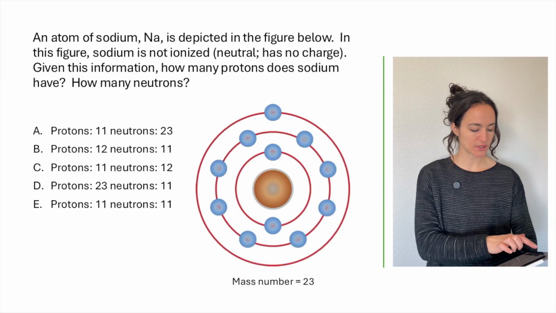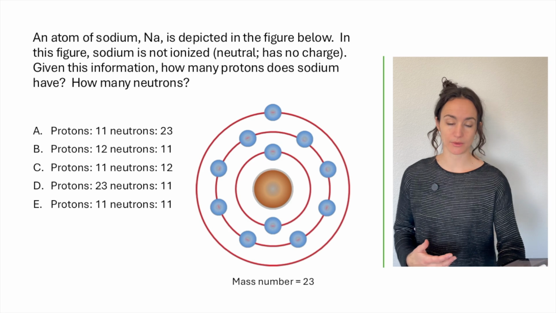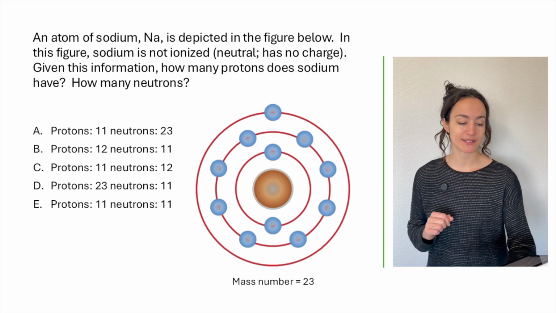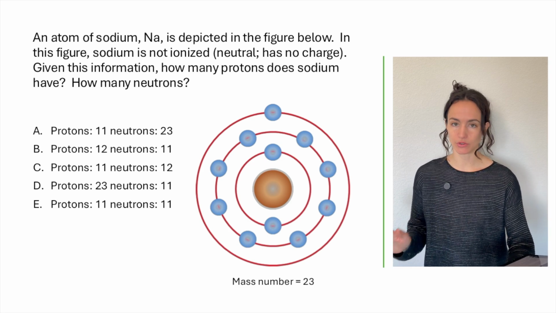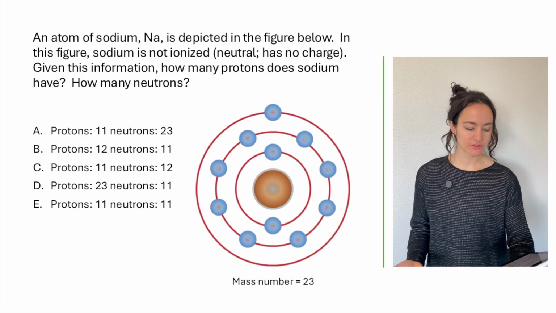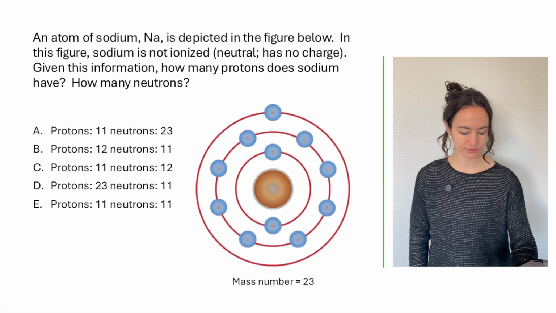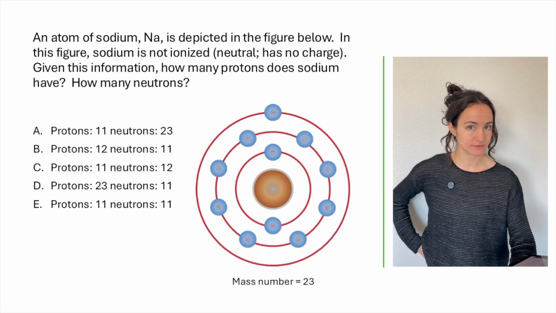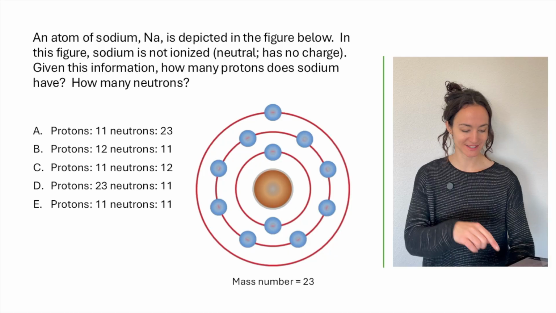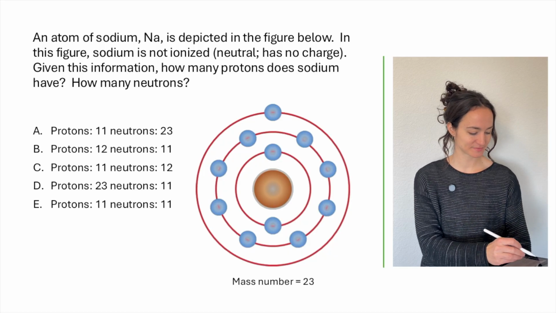Okay, so an atom of sodium, Na, is depicted in the figure below. In this figure, sodium is not ionized, meaning that it's neutral. It has no charge. Given this information, how many protons does sodium have and how many neutrons does it have? Pause the video, think about this, see if you can get the answer.